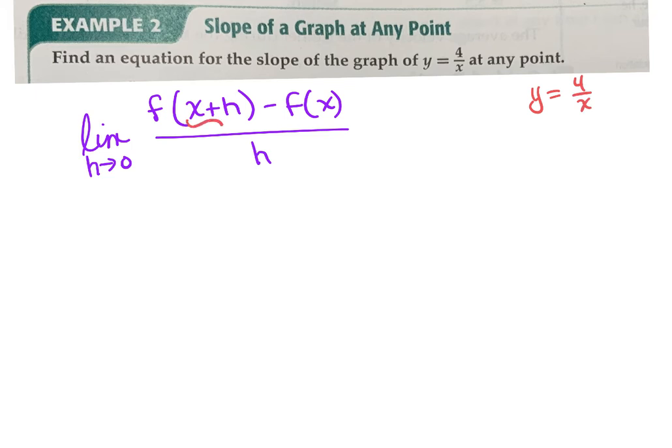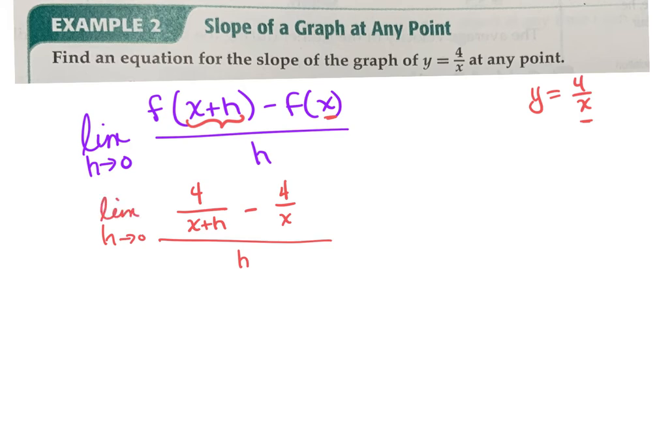So I'm going to take x plus h and plug it in here, right? I'm going to take x and obviously plug it in there. It's the same thing. So x plus h plugged in, well, that's 4 over x plus h, right? That's all I did. I just plugged in an x plus h minus 4 over x. Yes? All over h. All right? So far, so good? Okay. All right. And this is as h approaches 0, right?